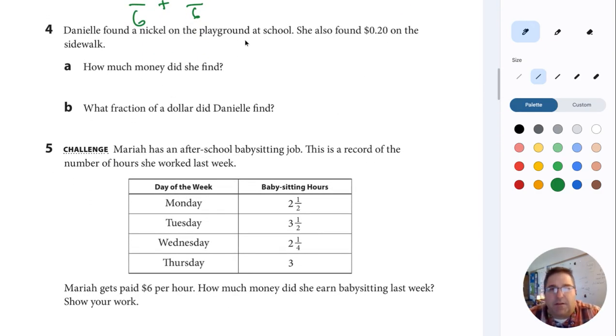Danielle found a nickel on the playground at school. She also found 20 cents on the sidewalk. How much money did she find in all? Well, what's a nickel plus 20 cents? Think about that. And then what fraction of a dollar did she find? You know, we could write that as whatever she found out of 100. And then you can simplify it from there if you want. But let's start with out of 100 because there's 100 cents, right? 100 pennies in a dollar.